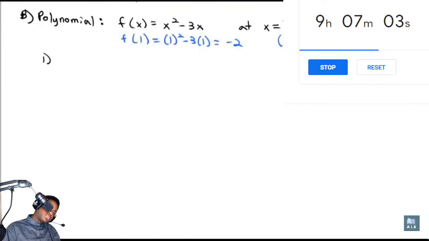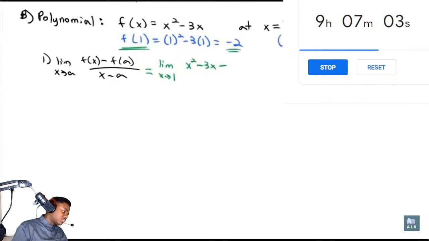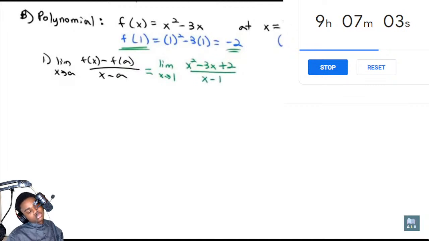So using our first formula to solve for the slope of the tangent line, we know that the slope is equal to the limit as x approaches a of f of x minus f of a all over x minus a. Plugging in what we have, we've got the limit as x goes to 1 of f of x, which is x squared minus 3x, subtract the f of a, which is what we just found. F of 1 is negative 2, so subtracting negative 2 is the same as adding 2, all over x minus 1. What we see here is we can't do direct substitution because if we do, we divide by 0.